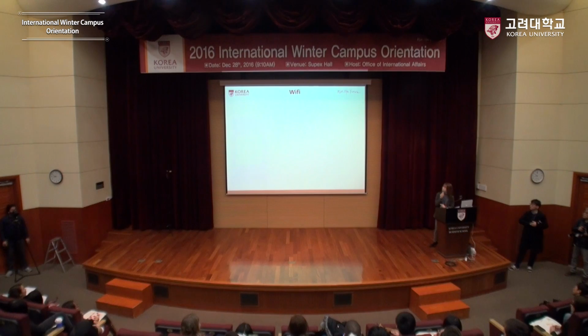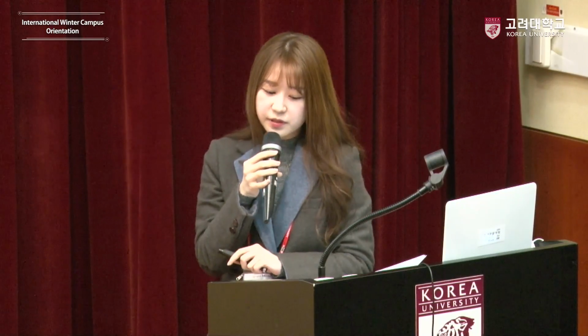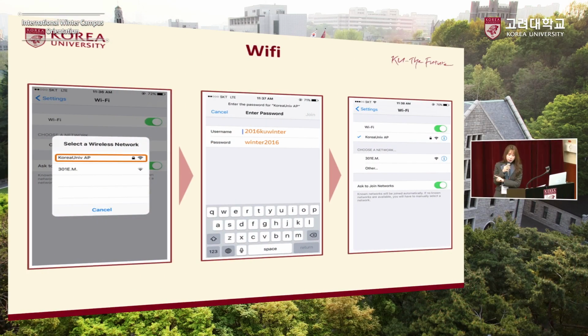First, Wi-Fi. Wi-Fi is everywhere in this campus. Very simple steps. Once you tap your Wi-Fi settings, select the network titled Korea Univ AP. If you want to do it right now, you can do so.